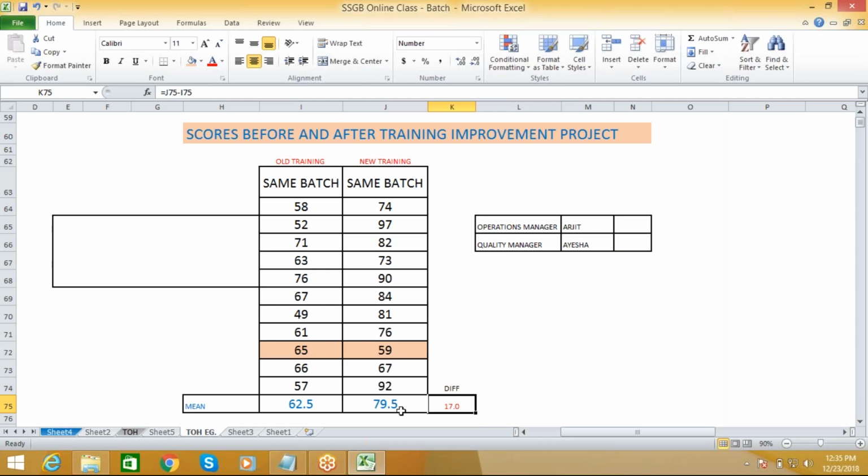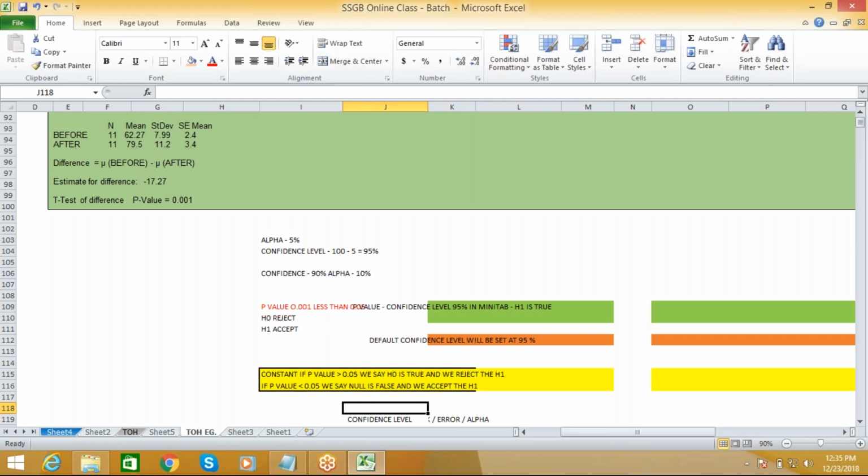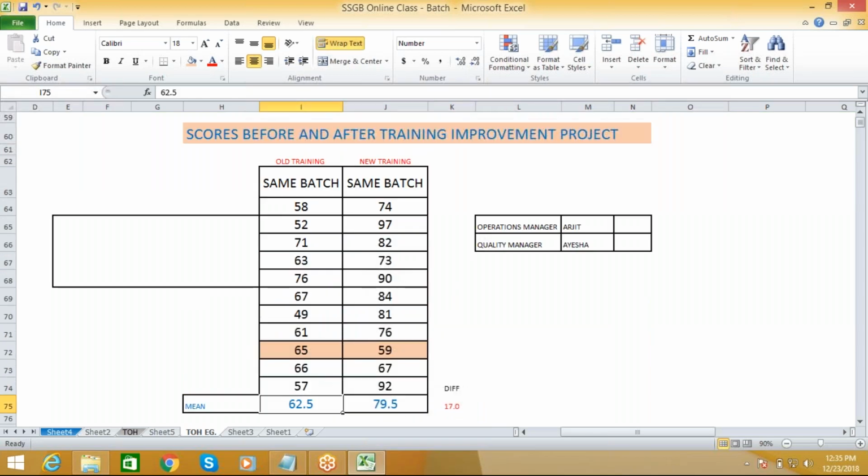Now let me just quickly change the scores. Sorry guys. Let me just quickly change the scores a little bit over here. Let me type in a different score over here. I've just changed the mean. Is there a difference, a mathematical difference still?